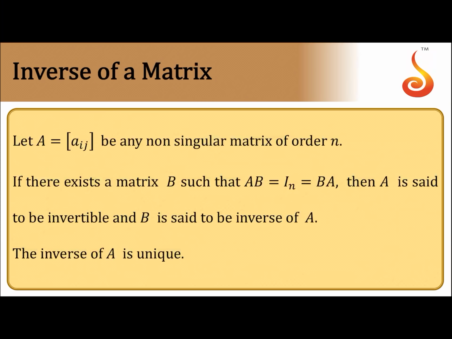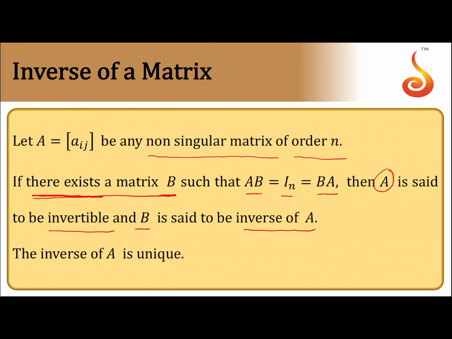If I consider a non-singular matrix A of order n, and if there exists a matrix B such that AB equals BA equals I, then the matrix A is said to be invertible and B is called the inverse of the matrix A. It means for a non-singular matrix A, if there exists a matrix B such that AB equals BA equals the identity matrix, then A is said to be invertible and B is called the inverse of the matrix A. And we write B equals A inverse.